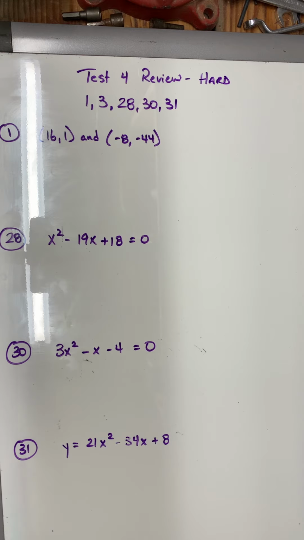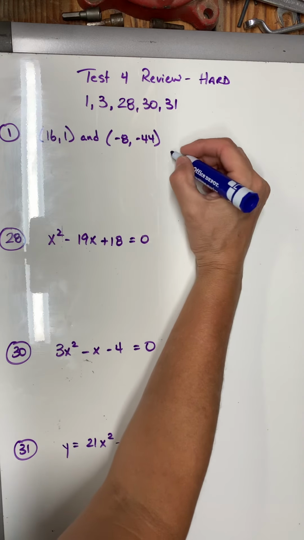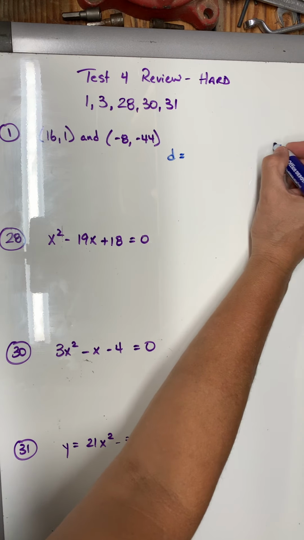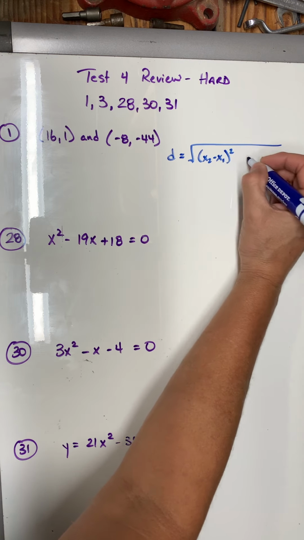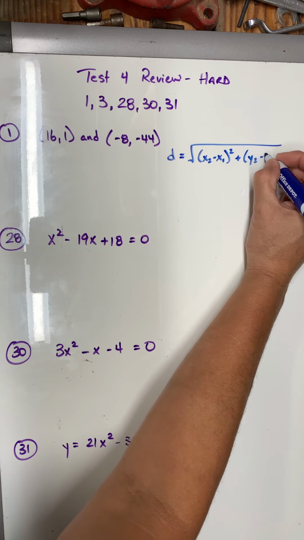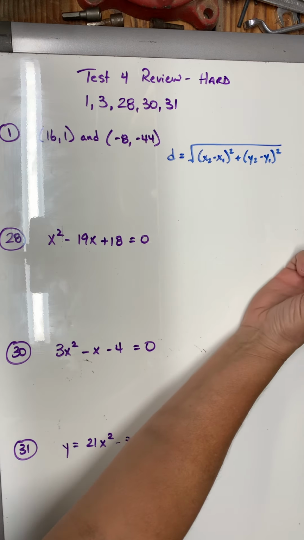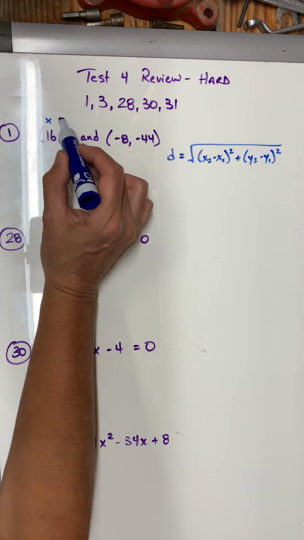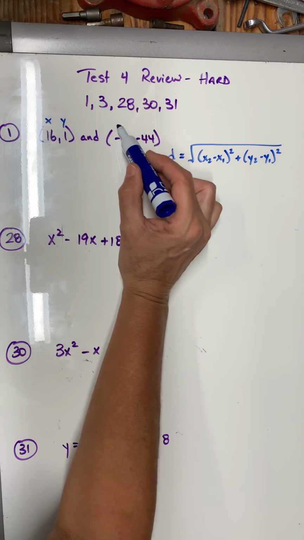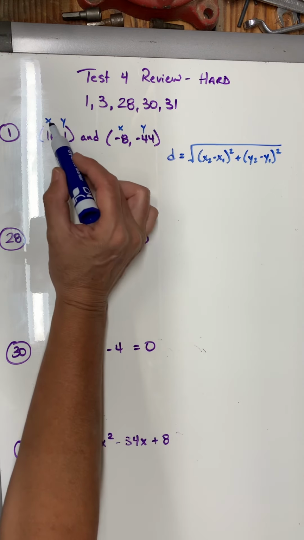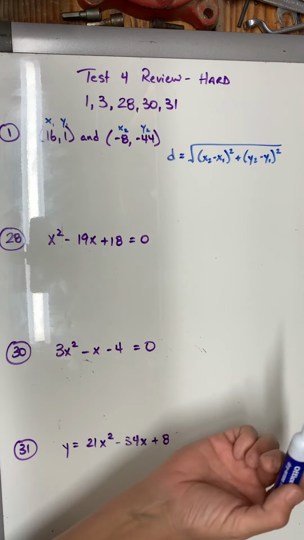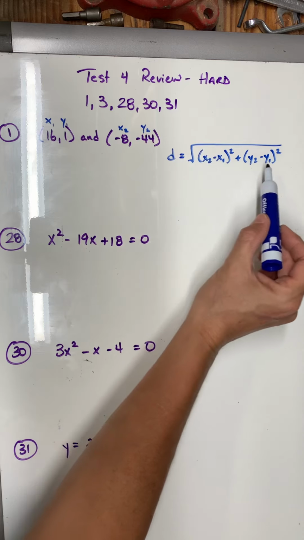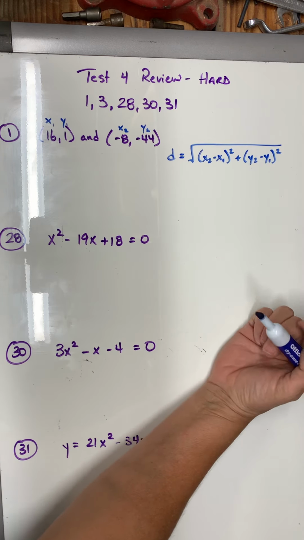Okay, so question number 1, they want you to find the distance between these 2 points. The distance formula is d equals the square root of x2 minus x1 squared plus y2 minus y1 squared. I recommend that you label your points. This is x and y, and this is x and y. I'm going to call this point 1, and this point 2. So now I know what each one is, and I can put them into my distance formula appropriately.